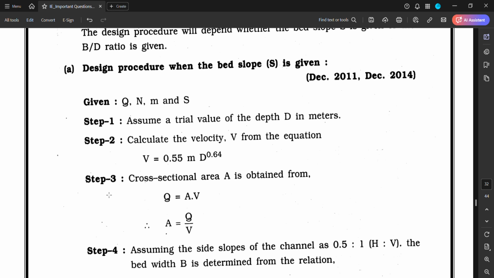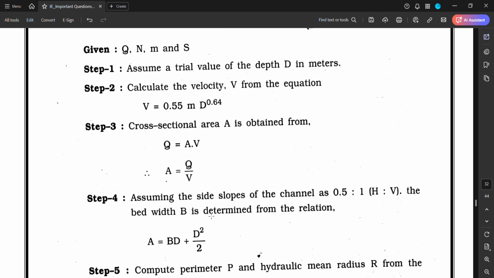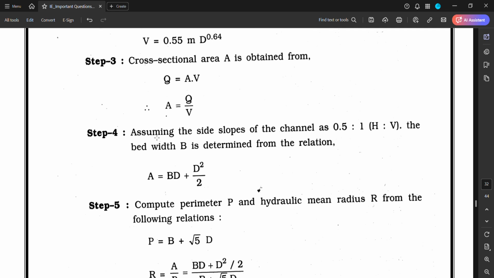Third step is to find the cross-sectional area A, which is obtained from Q = A × V, so A = Q/V. Step 4: assuming the side slope of the canal is 0.5 to 1, horizontal to vertical, the bed width B is determined from the relation A = BD + D²/2.